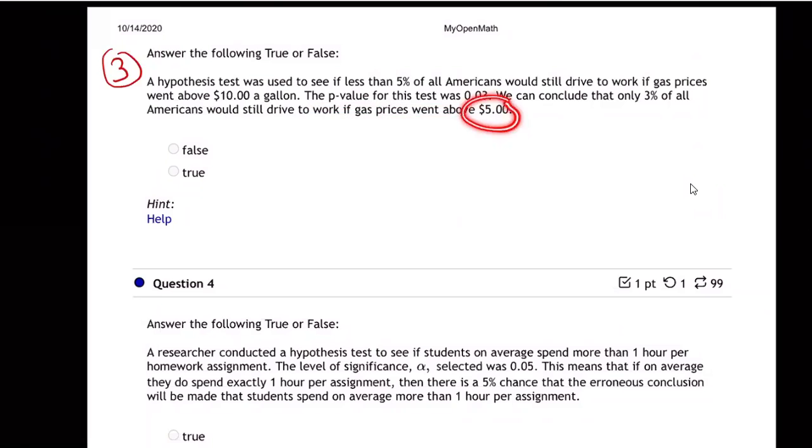Well, I think they mean to say $10 here. That was kind of weird they did that. That was an accident, I think. But anyway, is that what it means? Is the p-value 0.03? That means 3% of Americans. Is that right?